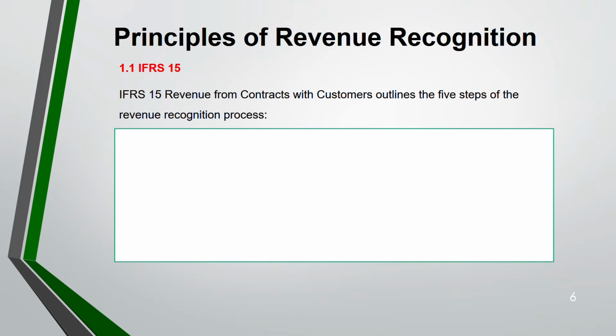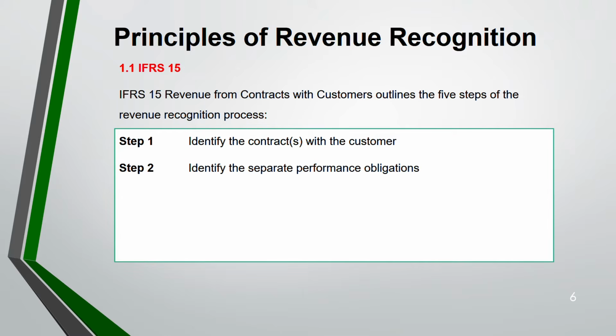basics of IFRS 15. IFRS 15 outlines 5 steps of a revenue recognition process. First step, identify contract with customer. There should be a contract with the customer. Without the contract, you can't apply IFRS 15. So in your exam, you have to see whether there is a contract with customer to give a good or service.